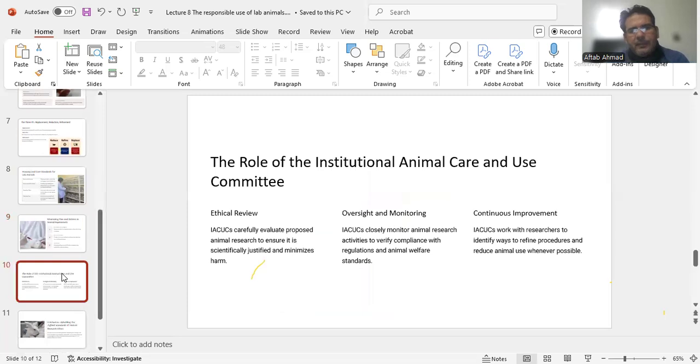And at the end, we are going to discuss the role of the Institutional Animal Care and Use Committee. Just like we have discussed, in all of our universities, like Rawalpindi Medical University or University of Health Sciences or all the medical universities, they have the Institutional Animal Care and Use Committee, IACUCs. They can go for ethical review.